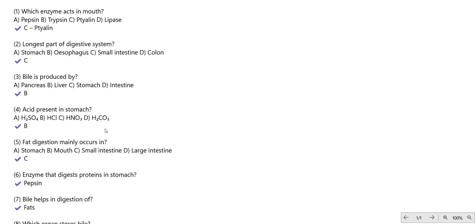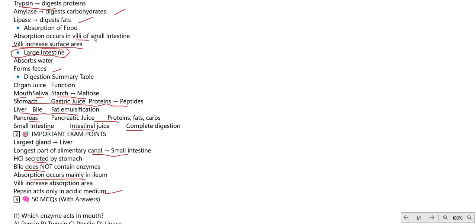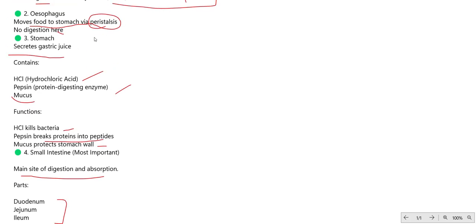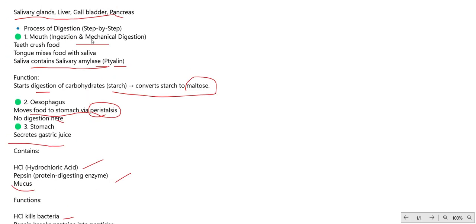Practice question: which enzyme acts in the mouth? That is ptyalin, that is salivary amylase.